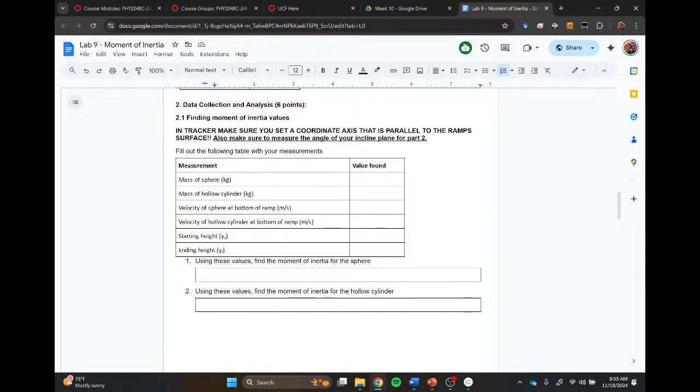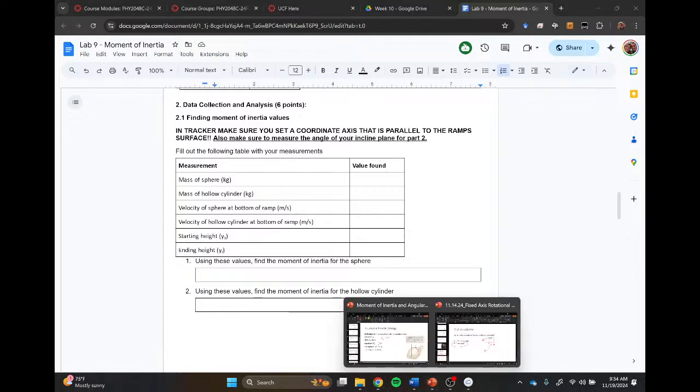So, Part A is really straightforward. Tracker. You're going to record it. Now, notice I put in all bold, all caps: in Tracker, make certain you set a coordinate axis that's parallel to the ramp surface. Why? You need to measure its velocity at the bottom. You don't want its x velocity. You don't want its y velocity. You just want its total velocity. If your coordinate axis is not, let me draw a picture of this. Show you all what I mean.